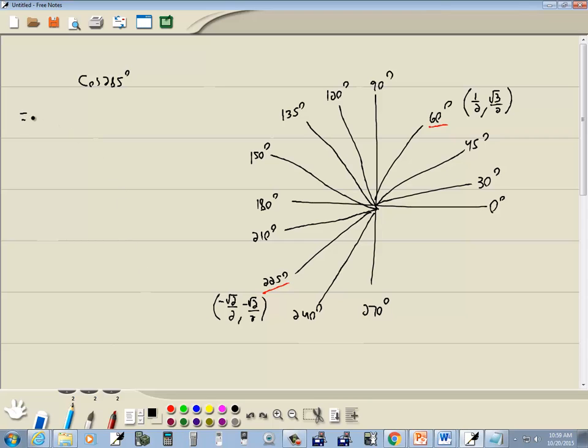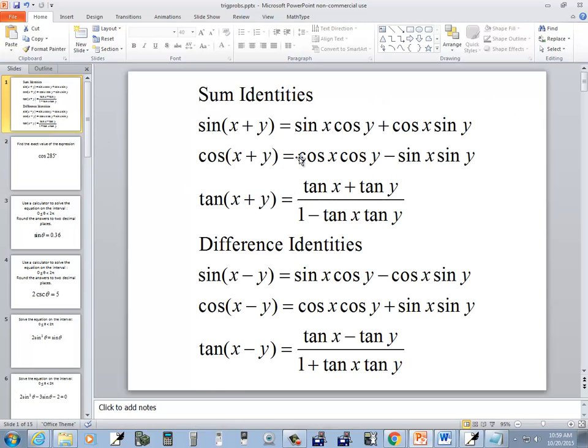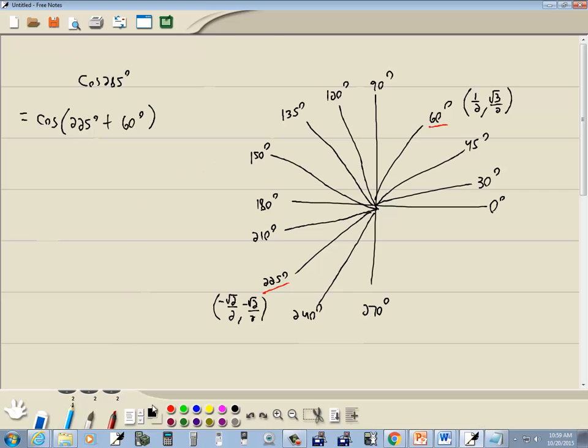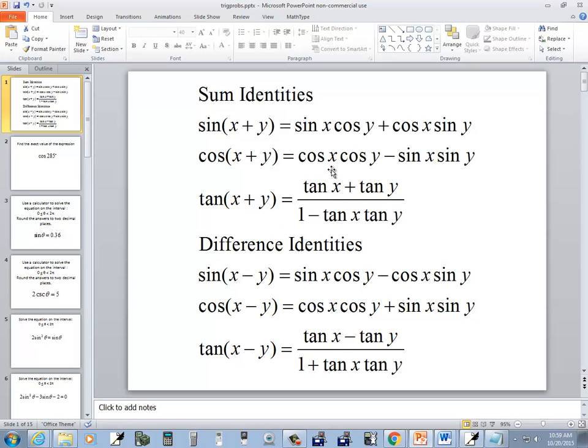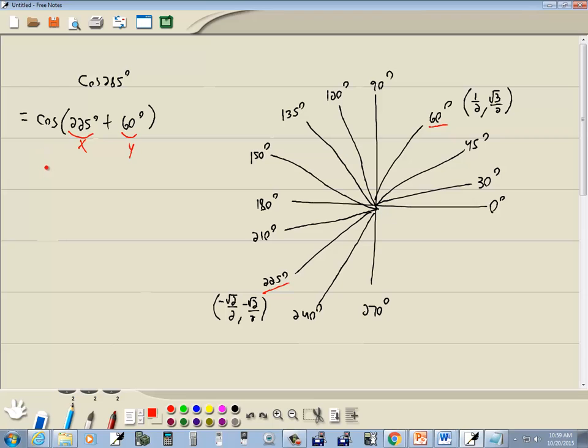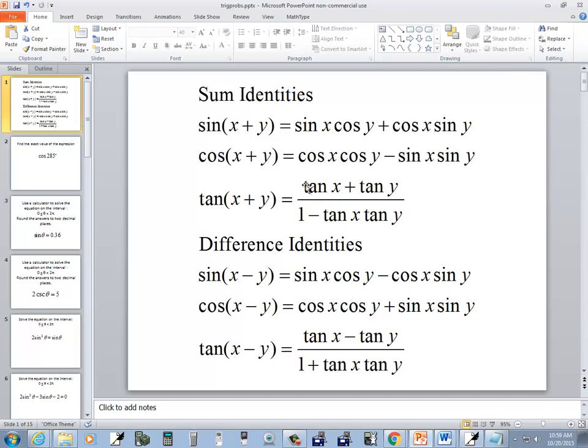Okay, so we can rewrite this as cosine of 225 degrees plus 60 degrees. And now, this is the sum identity for cosine. We got x plus y. So I'm going to label these. This will be x, and this will be y. Our formula says cosine x, cosine y minus sine x, sine y.